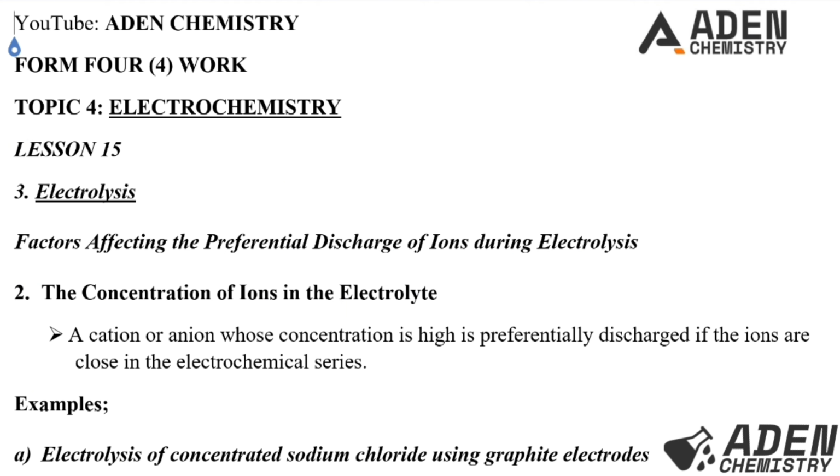And we are going to start by saying a cation or an ion whose concentration is high is preferentially discharged if the ions are close in the electrochemical series. So we are going to do examples, and our example 1 will be electrolysis of concentrated sodium chloride using graphite electrodes.